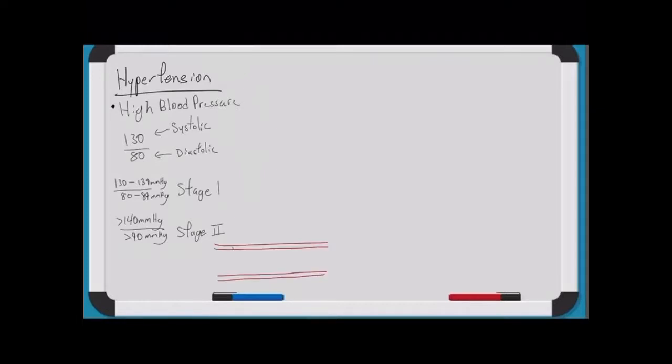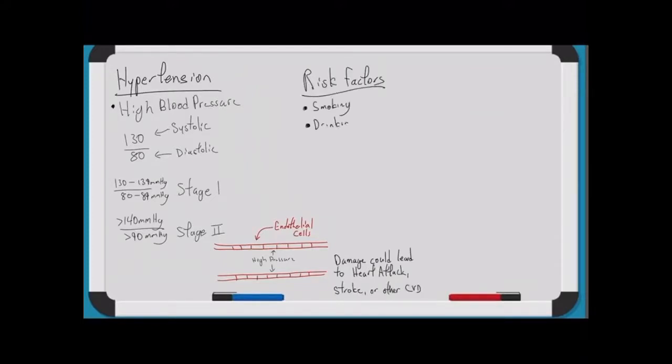So down here is a small illustration of the blood vessels and what happens when the blood goes through and the pressure is too much on the walls. It can cause damage, which could lead to heart attack, stroke, and other cardiovascular disease.